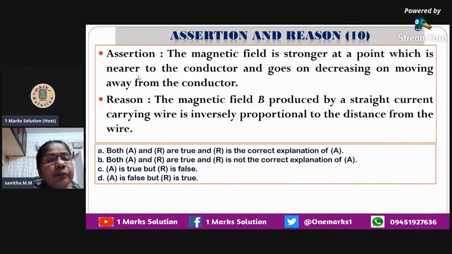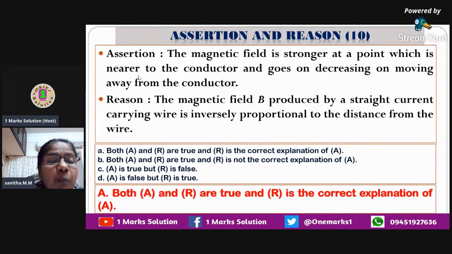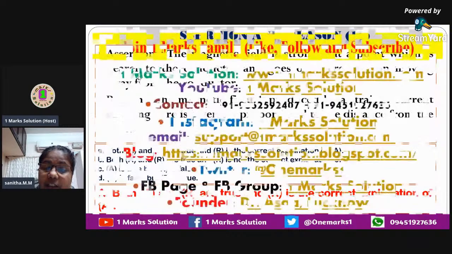That you know. So what is the answer here? We can say both assertion and reason are true. But can we say the reason is the correct explanation? Yes, of course. Goes on decreasing on moving away from the conductor means the distance is increasing. So the reason is the correct explanation for the assertion. So the option is A.